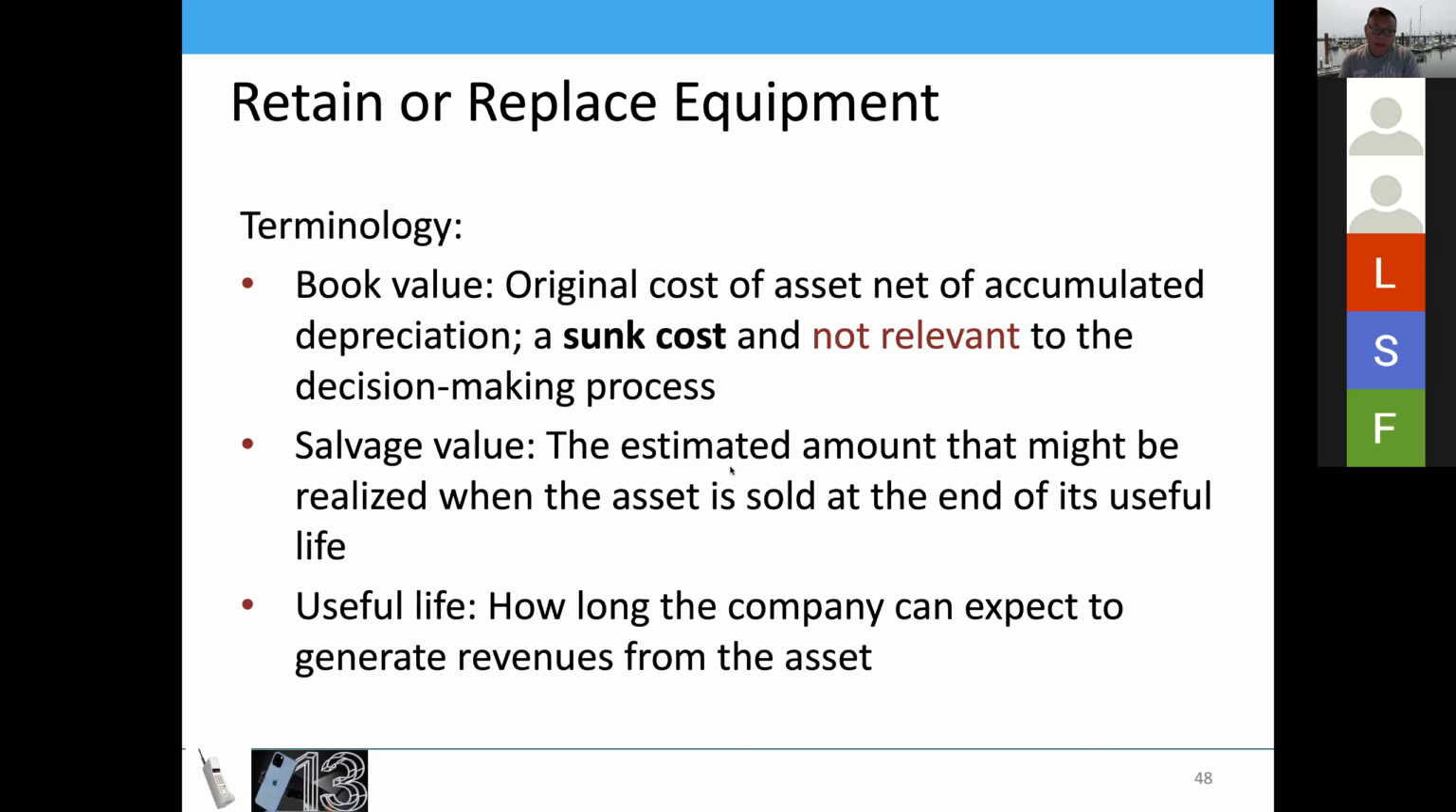Do we have any questions about these terminologies? Sorry, just a quick question. Can the salvage value be 0? Oh yeah, so it's worthless at the end of the useful life. Okay, thank you. Anybody else? Any question? No? Okay.